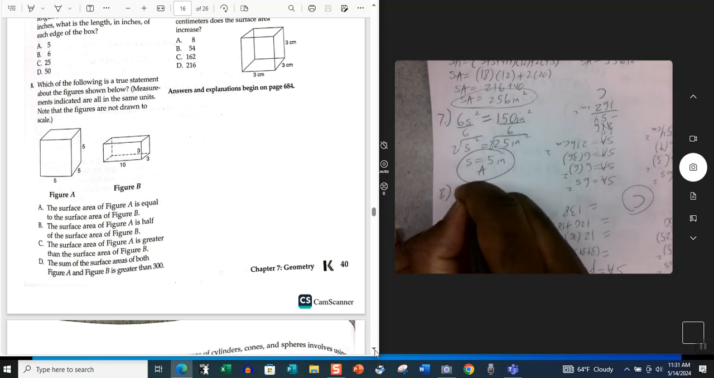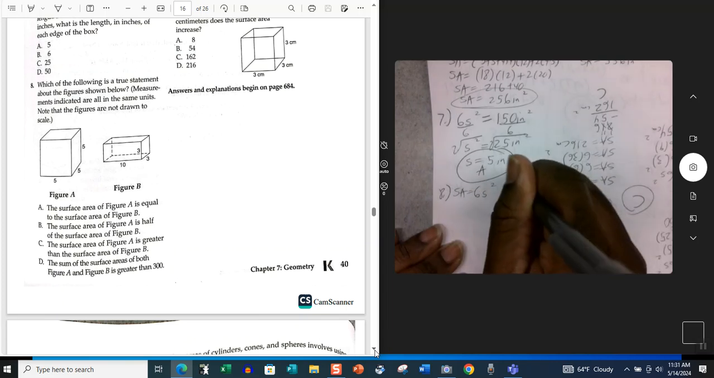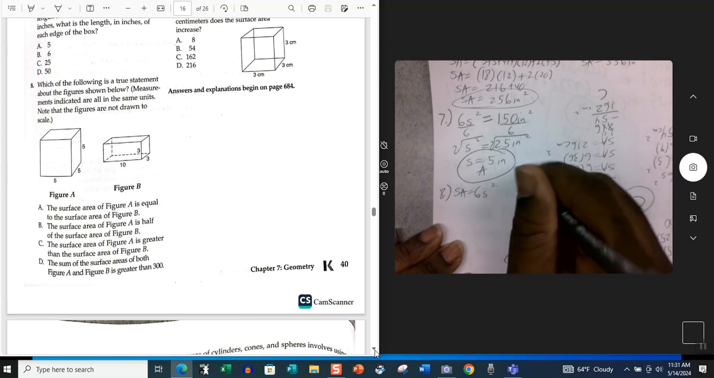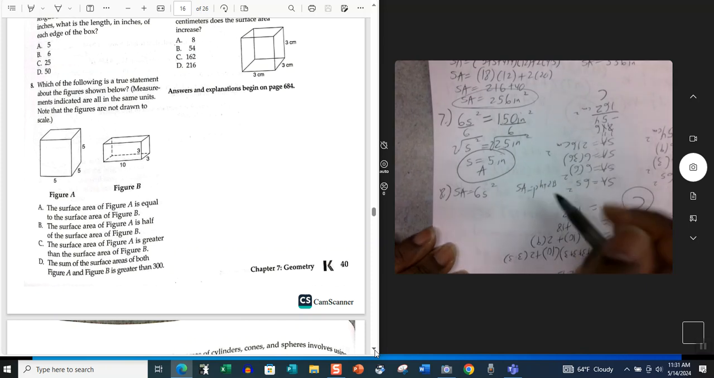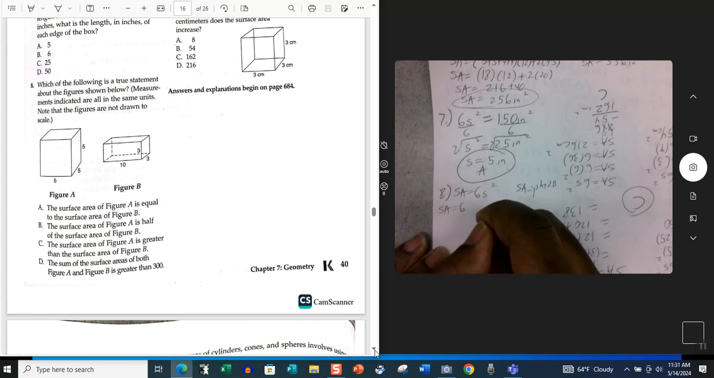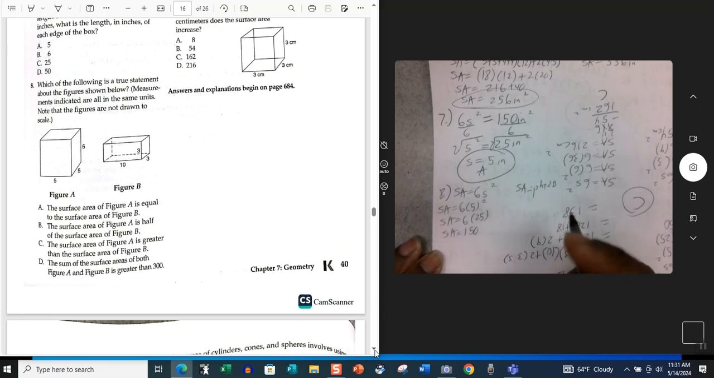The first figure is the square prism, which would be 6s squared. And the second figure is the rectangular prism, which would be the perimeter times the height plus 2 times the base. Okay, so now we have the surface area is 6 times, and you notice here that the s is 5 squared. So the surface area is equal to 6 times 25, and the surface area is equal to 150. So that'll take care of that surface area.